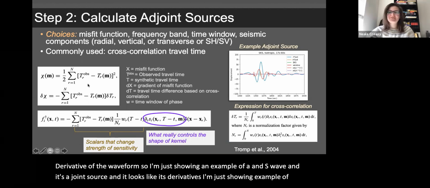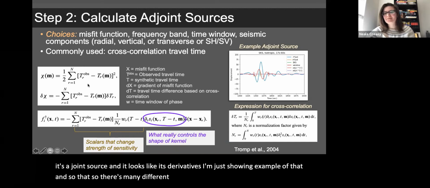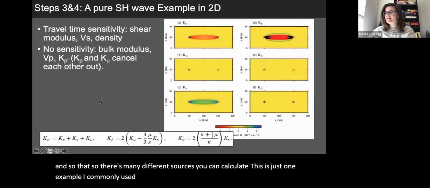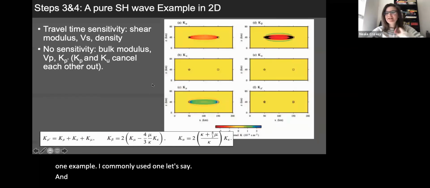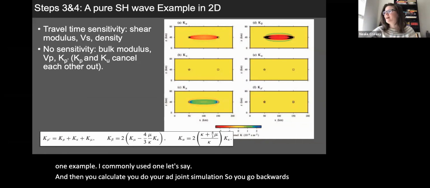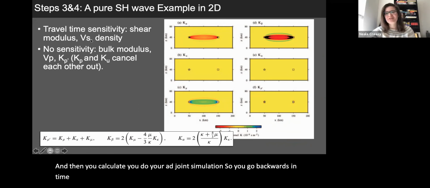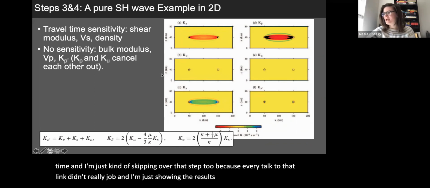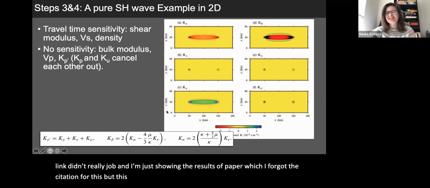And so there are many different adjoint sources you can calculate. This is just one example, a commonly used one, let's say. And then you do your adjoint simulation, so you go backwards in time. And I'm just skipping over that step 2 because Ebru talked about that at length and did a really good job. And I'm just showing the results from a paper, which I forgot the citation for, but I will correct that in the YouTube comments.